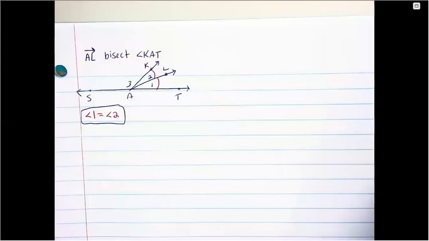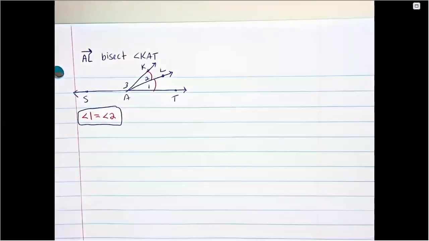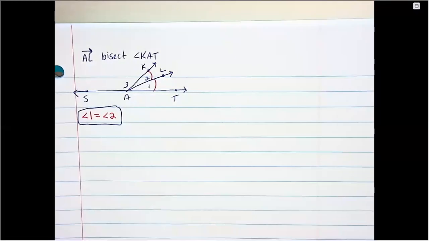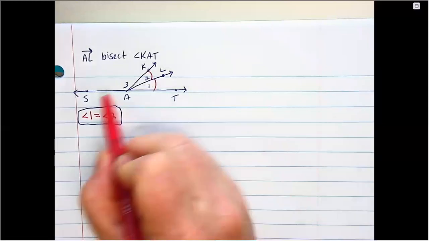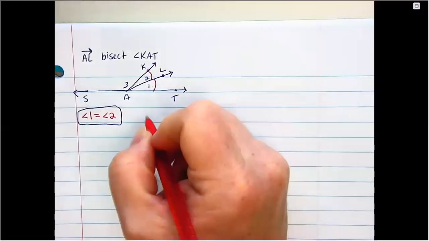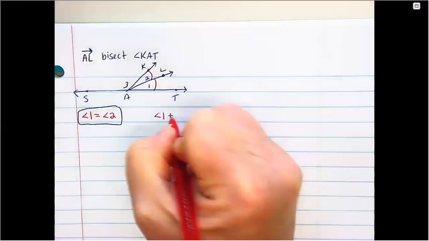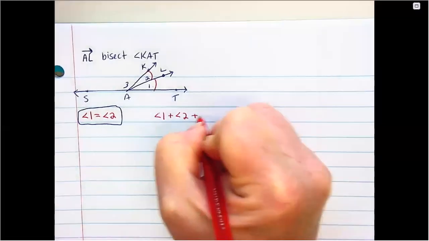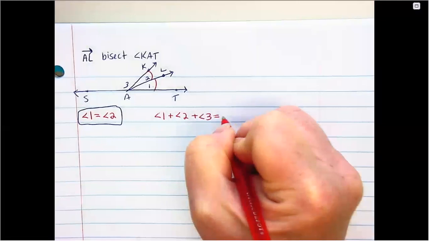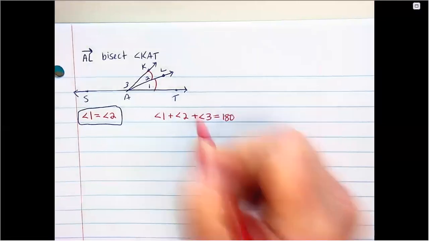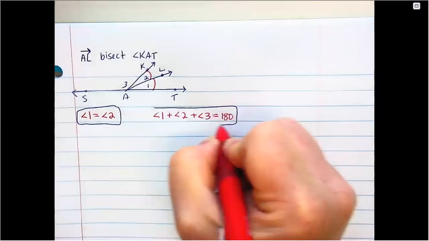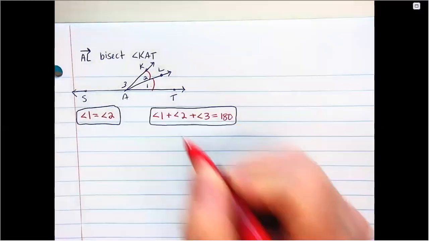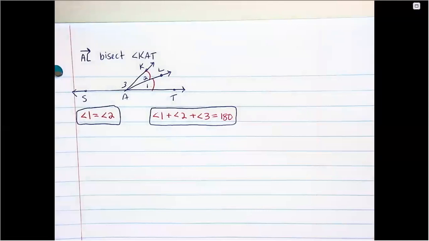And also we're still going to know from this picture, even though we haven't been given any other information, that all three of these angles are going to equal our straight angle. So we're going to be able to say that angle 1 plus angle 2 plus angle 3 is equal to 180. And that's the second equation that you're going to use.